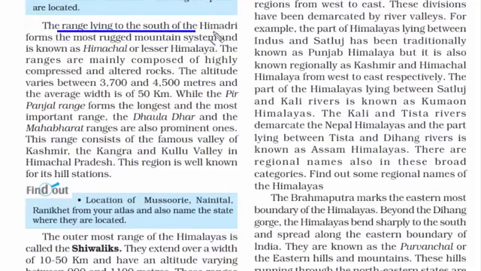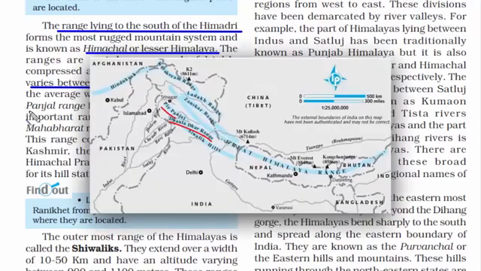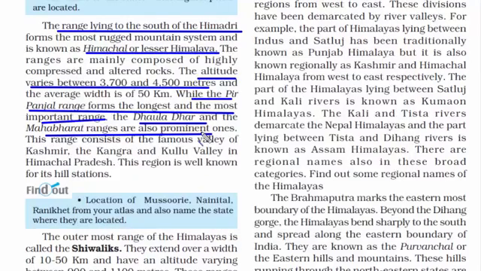Now as you go towards the southern part of Himalaya, this range over here is called Himachal or Lesser Himalaya. And obviously here the heights of the mountain peaks have to be lesser than the above one. So here it varies between 3700 to 4500 meters. So Pir Panjal is one of the longest and important ranges over here, followed by Dhauladhar and Mahabharata range. And we also have some famous valleys like the Kashmir, the Kangra, the Kullu Valley, and this region is well known for its hill stations.